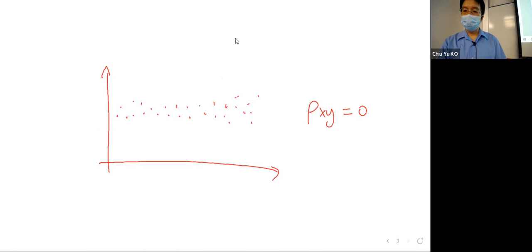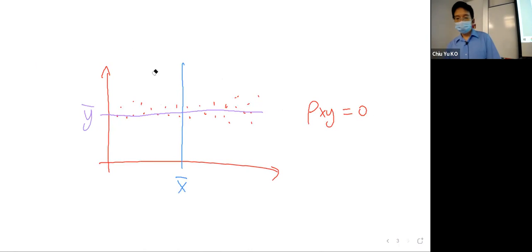Okay. In that case, you can see x bar is like here. Y bar is like here. Okay. In that case, the data is equally likely in these 4 areas, right? So x doesn't tell you anything about y, right? So I tell you x is above its mean. It's hard to say whether y is above the mean or below the mean.